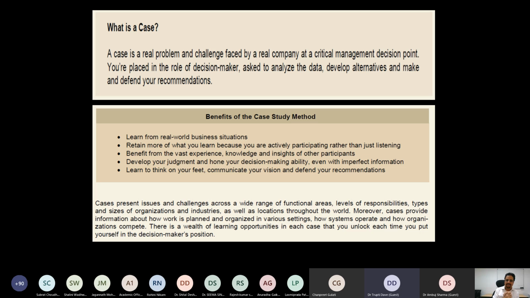Yes, sir. Operating decisions would be something like deciding about inventory level, reorder point, or safety stock. These are certain things that you do on a day-to-day basis.